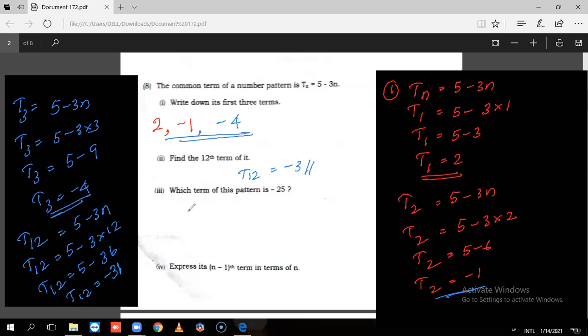Which term of this number pattern is minus 25? Which term has minus 25 been given for?